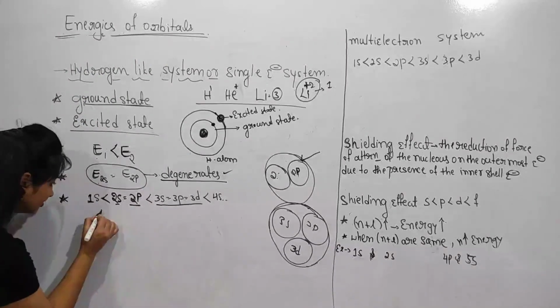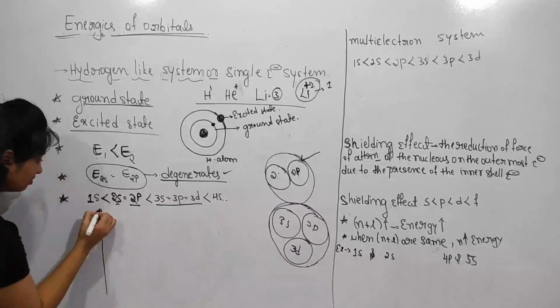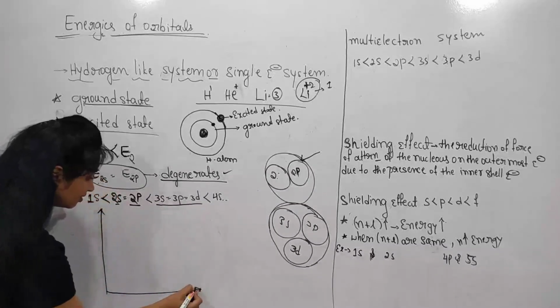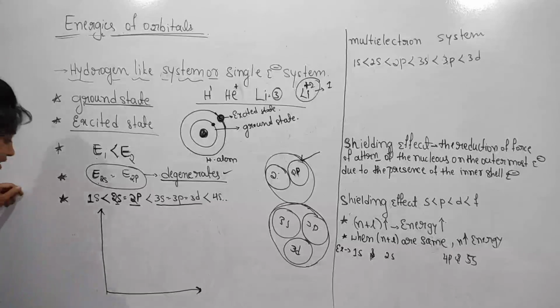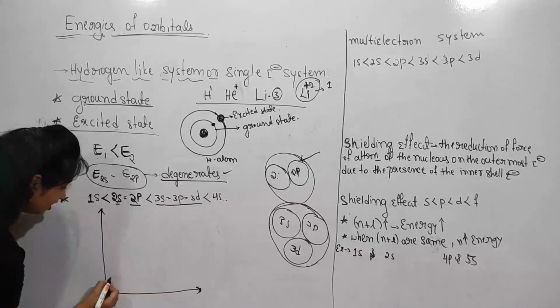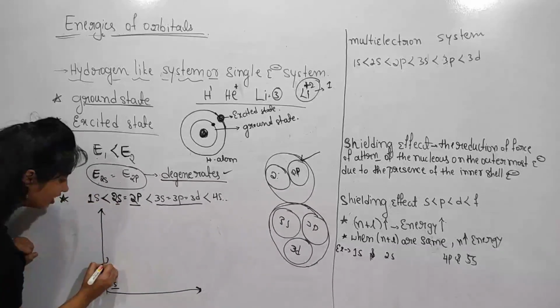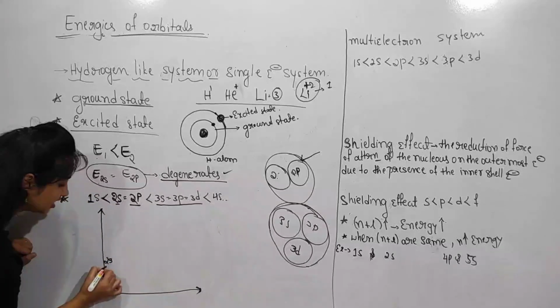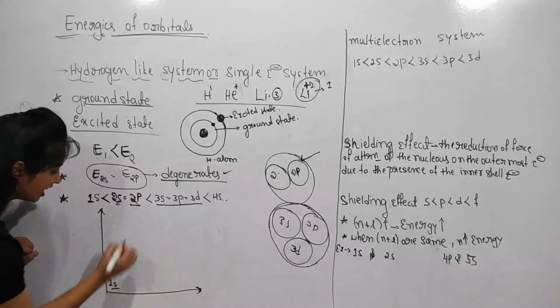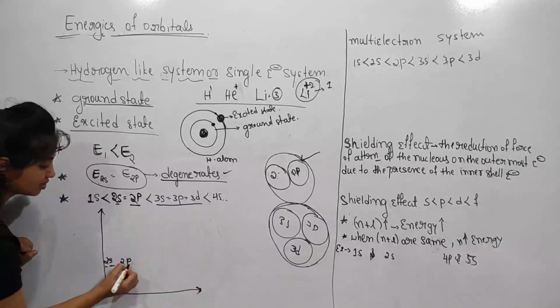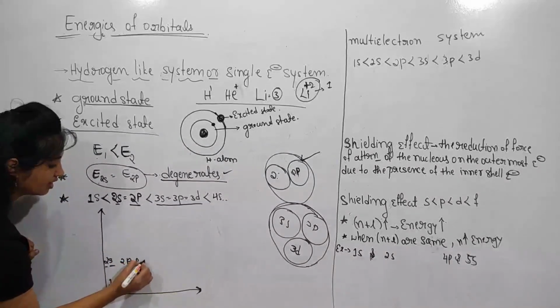See here, I will draw this diagram, then you will be clear about this point. First we have the 1s energy level, and next we have the 2s energy level, and next, equal to the 2s, we have the 2p energy levels also, meaning 2px, 2py, 2pz.